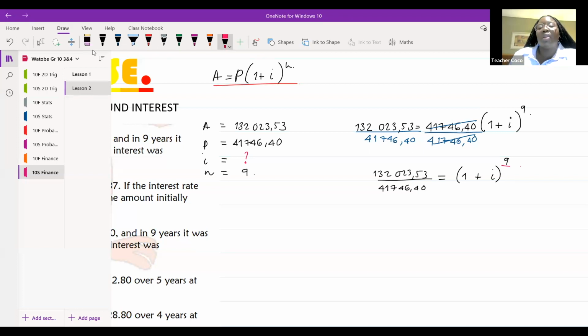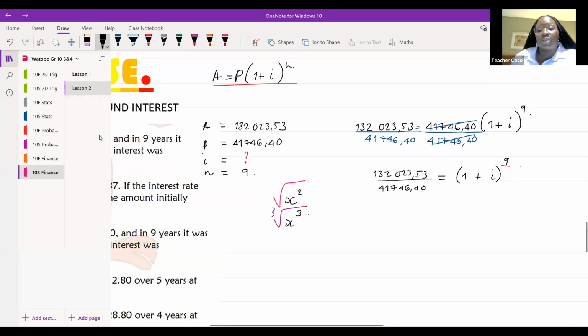Isn't it the square root of 9? Correct. We can't square root it, but let's put it this way. If I had x squared and I wanted x on its own, I would take the square root. Agreed? Yes, ma'am. Good. So if I had x cubed, how would I get rid of that cubed? The cube root. Correct. We cube root.